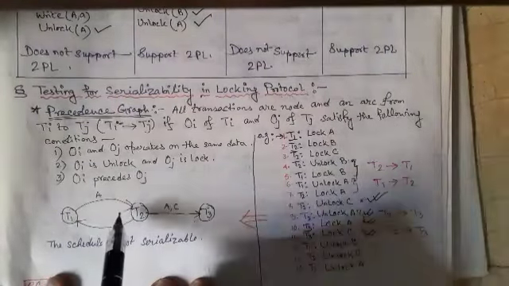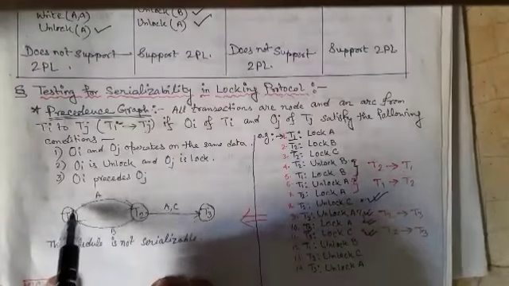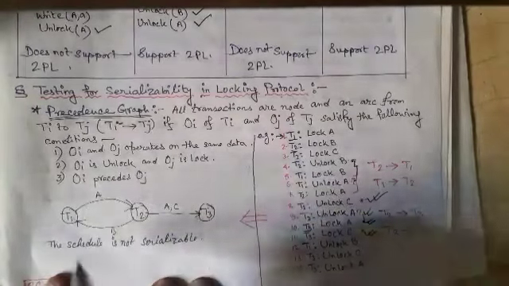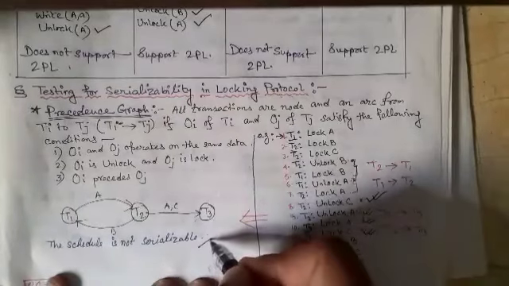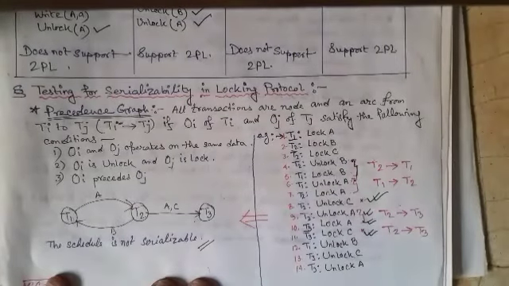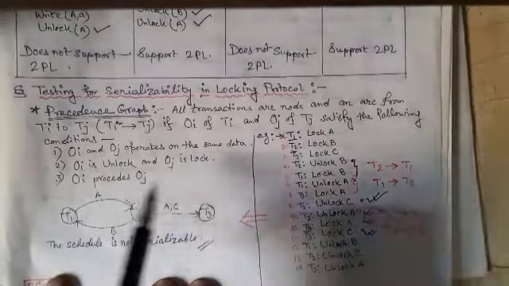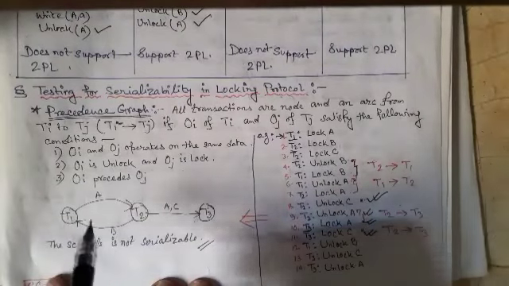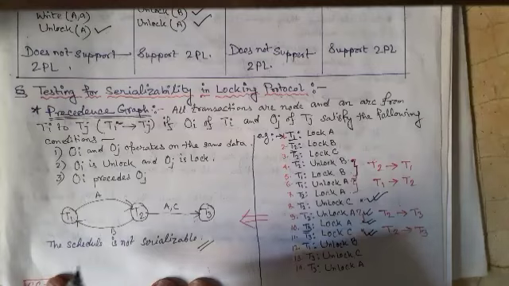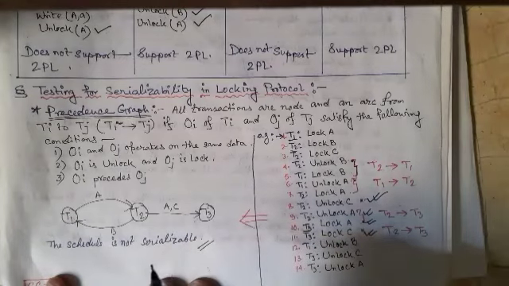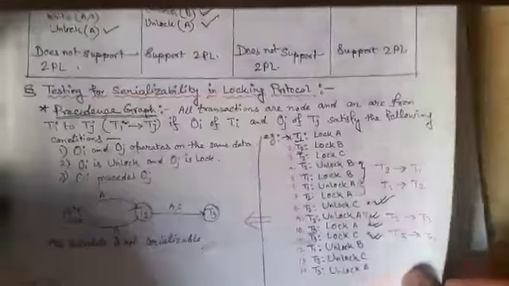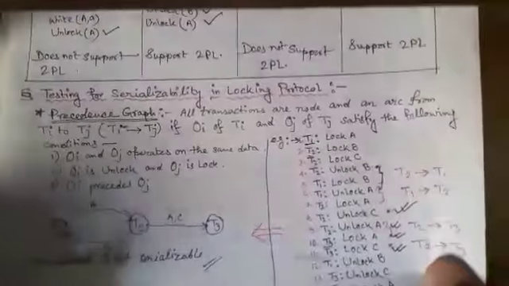And now this graph has a loop. This graph has a loop. So this schedule is not serializable. Same as earlier, if the precedence graph has a loop, that concurrent schedule is not a serializable schedule. Okay, and that will be some conflicts there.